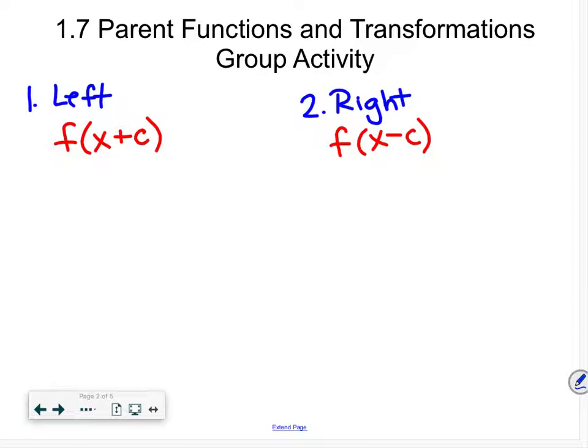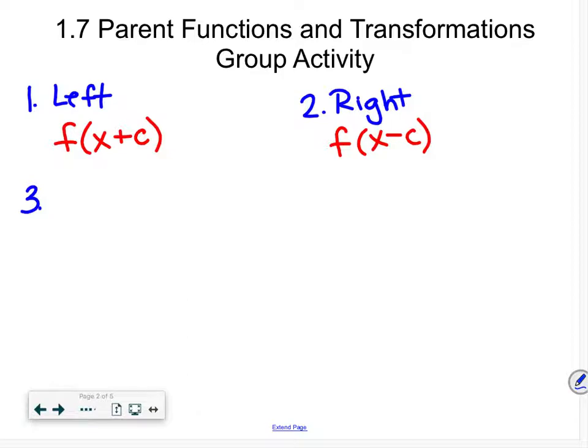It's backwards from what we want. The plus C inside goes to the left. The minus C inside goes to the right. I know that feels kind of awkward, but if you think about setting the inside equal to 0, it gives you the number where you need to be at.